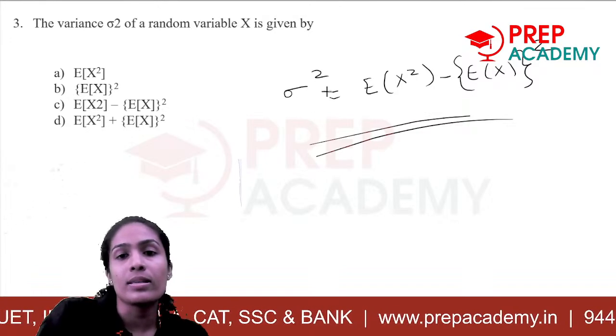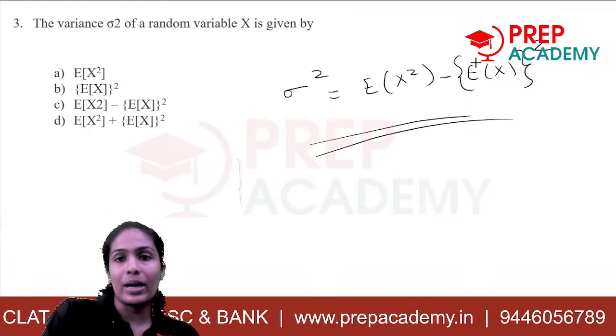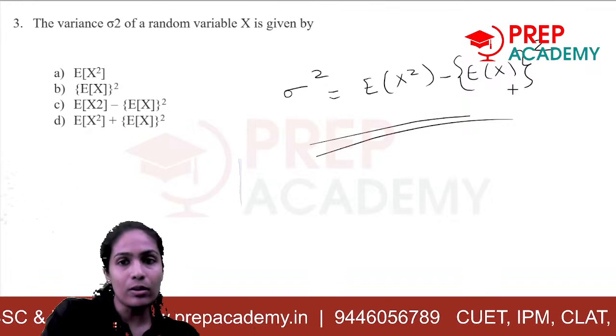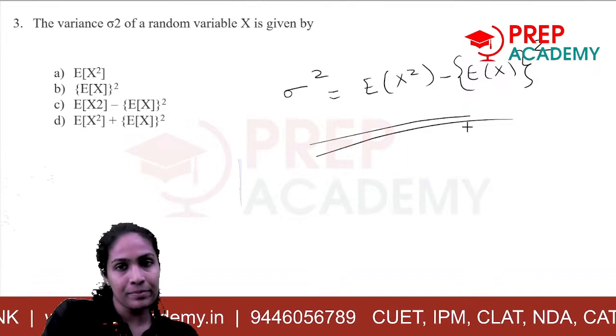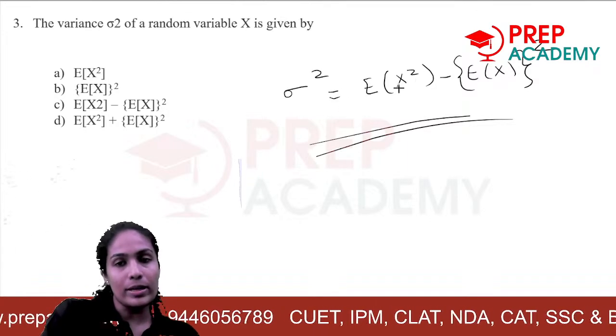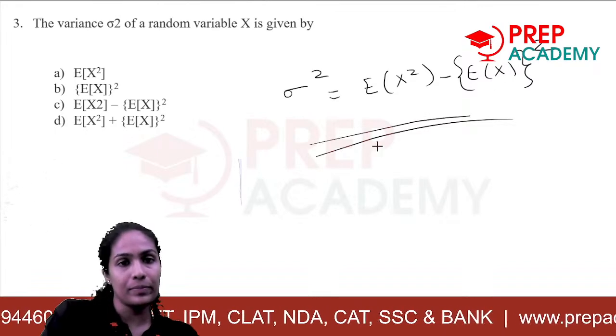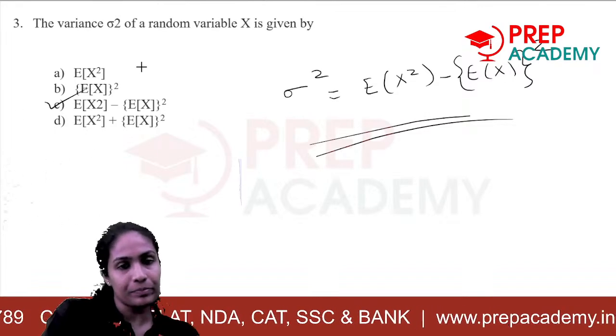So variance is equal to expectation of x square minus expectation of x the whole square, where expectation of x means the mean of the random variable. So sigma square is equal to expectation of x square minus expectation of x the whole square. Option C.